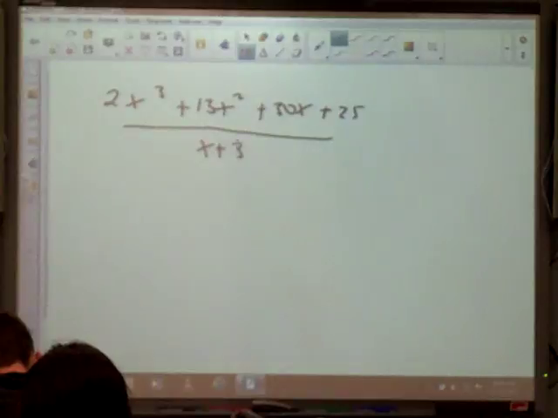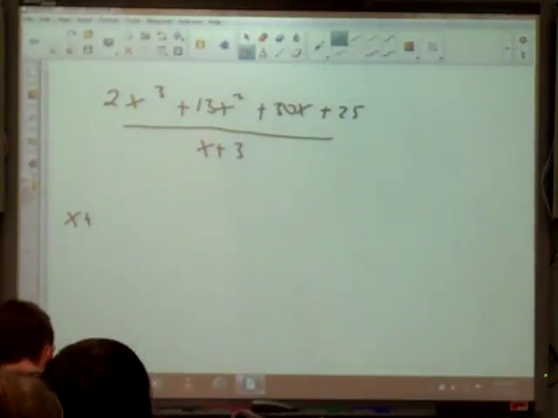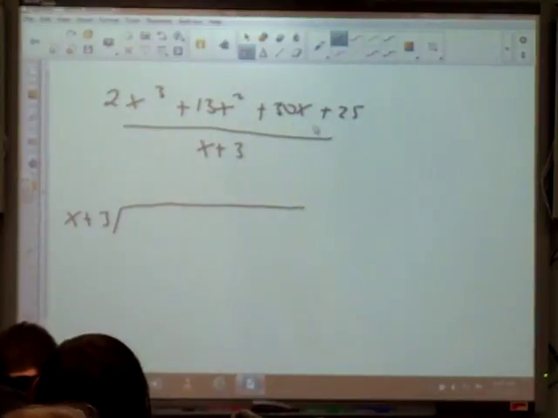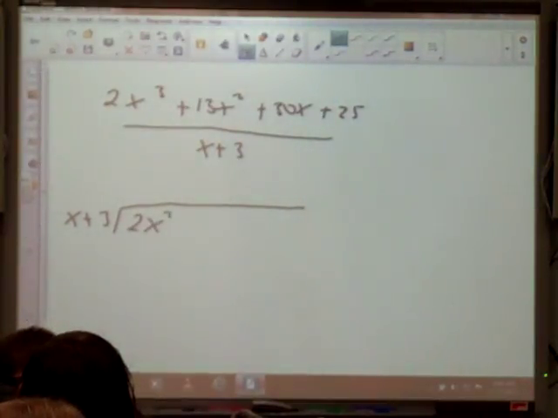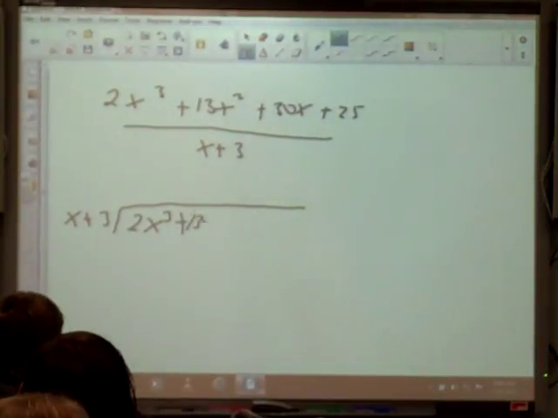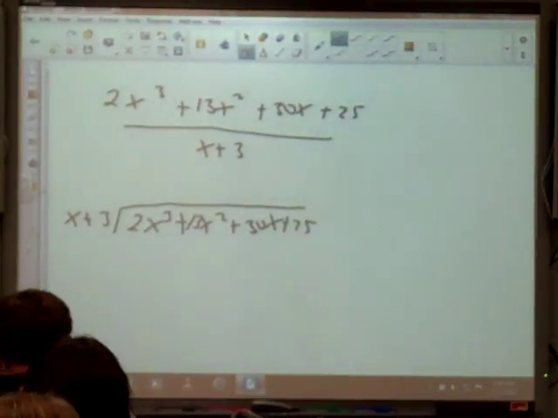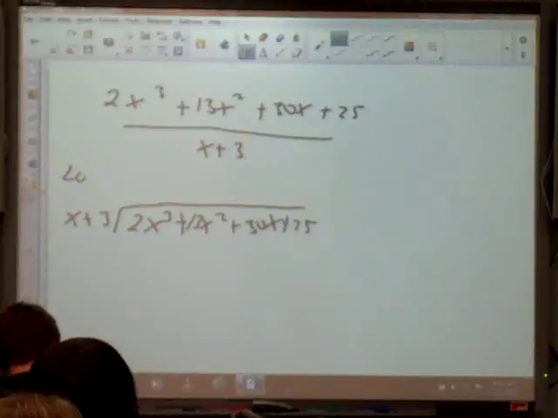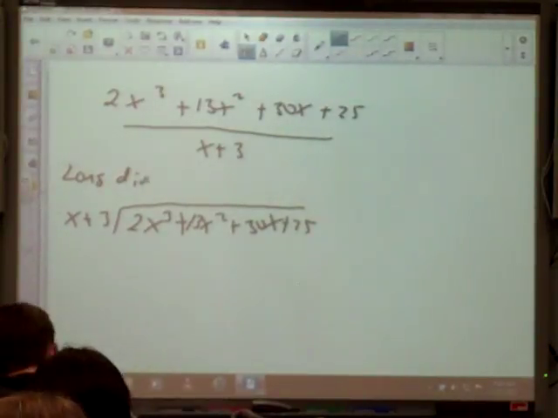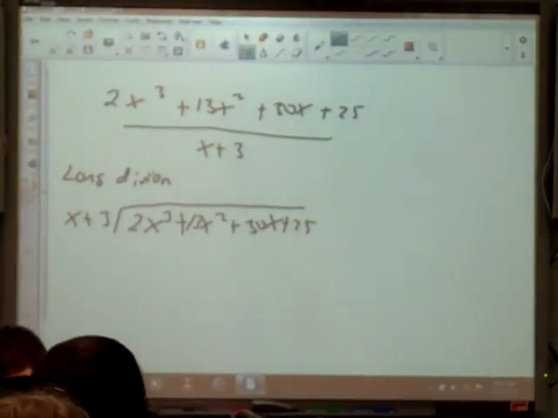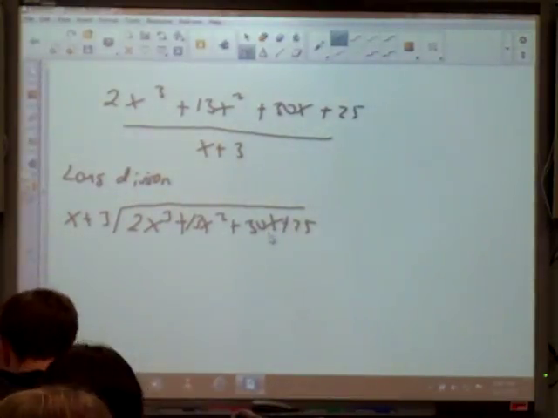Long division, what you're dividing by goes outside your box. Remember this from when you were a little tot? And then the stuff on top all goes inside the box. That's one method. The way that I have that set up there, that is long division. It's not what we're doing today.